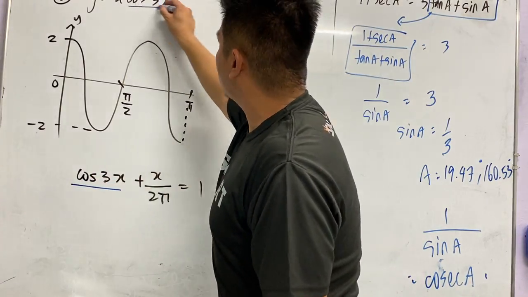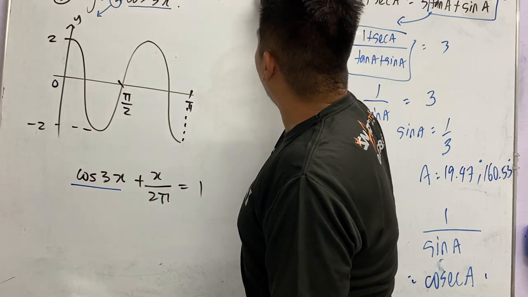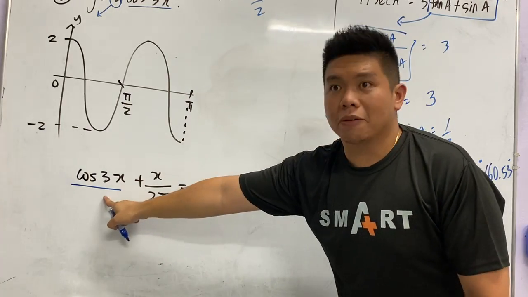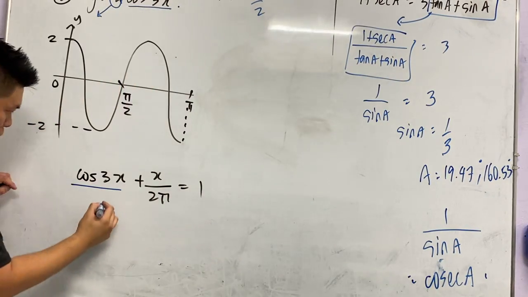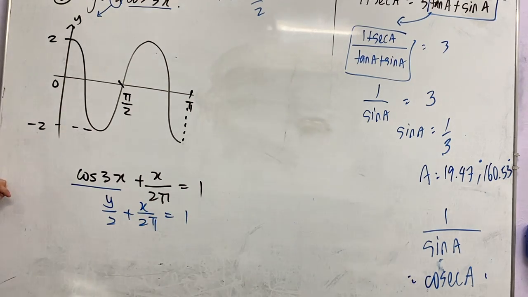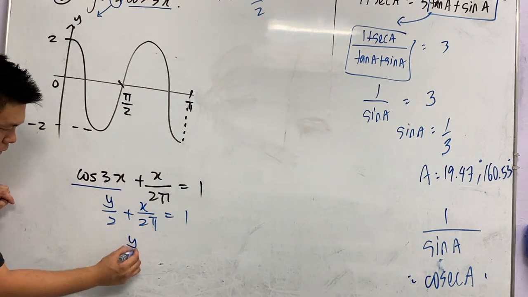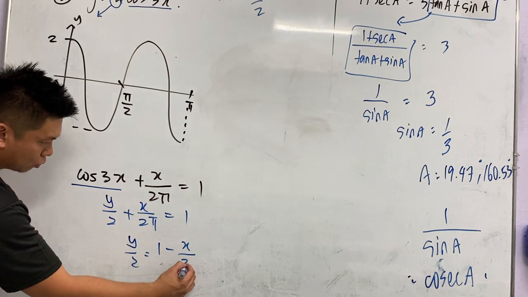So kalau kita nak ambil cos 3x ni, boleh pindahkan ke sebelah? So you akan dapat cos 3x tu sebenarnya sama dengan y over 2. Masukkan ke sini y over 2. So what you get is y over 2 plus x over 2 pi equals to 1. Is that still right? Boleh Ibi? Boleh pindahkan ni ke sebelah? So what do you get? Y over 2 equals to 1 minus x over 2 pi.